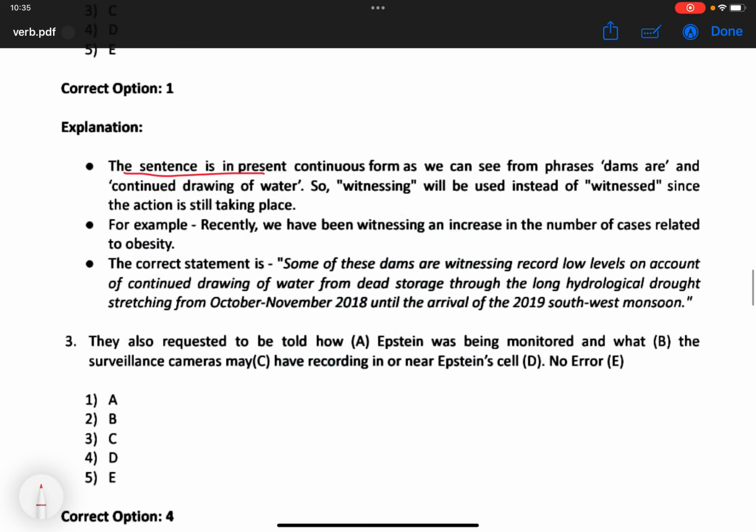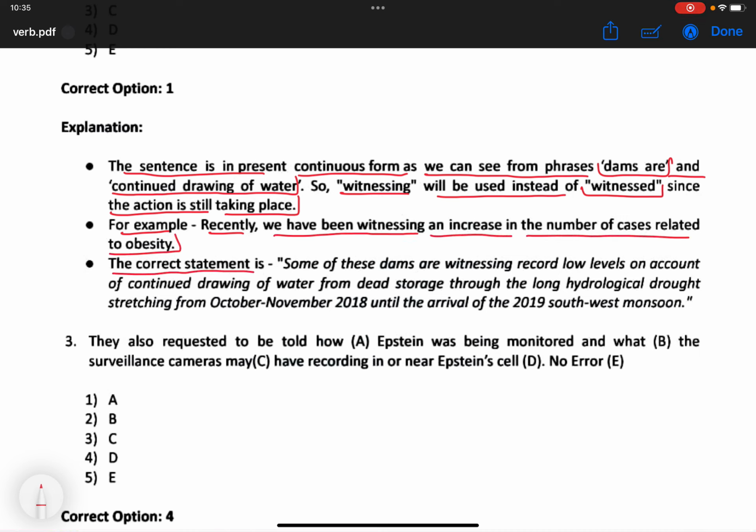The sentence is in present continuous form as we can see from phrases dams are and continued drawing of water. So witnessing will be used instead of witnessed since the action is still taking place. For example, recently we have been witnessing an increase in the number of cases related to obesity. The correct statement is: some of these dams are witnessing record low levels on account of continued drawing of water from dead storage through the long hydrological drought stretching from October-November 2018 until the arrival of the 2019 southwest monsoon.